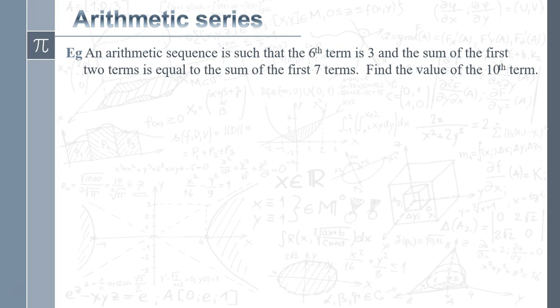So what we've got is we're given some information. We're told that we've got a sequence. We're told it's arithmetic. The 6th term is 3, and the sum of the first 2 terms is equal to the sum of the first 7 terms. And what we're being asked to do is find what the 10th term is.